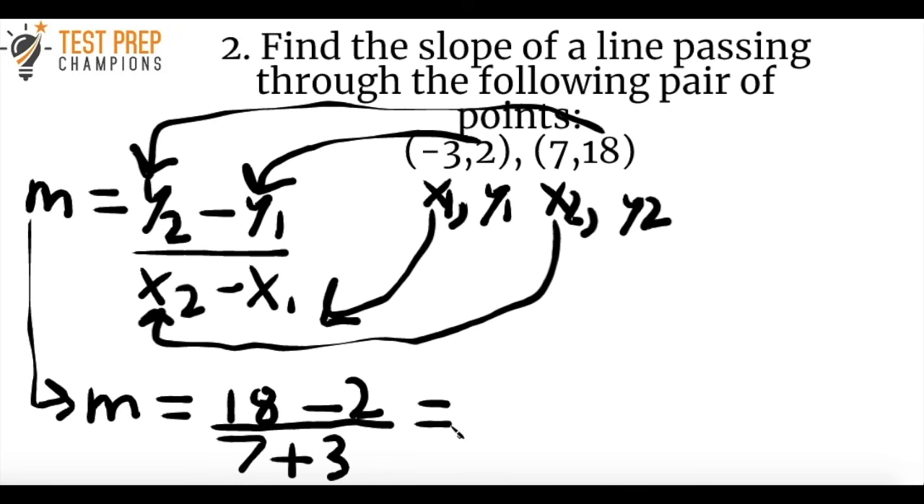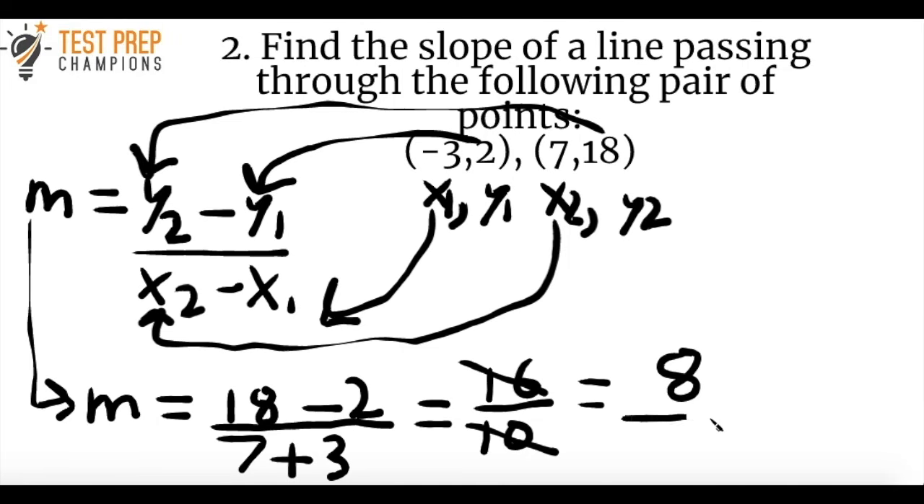All right, so now let's do some math here. So what's 18 minus 2? Well, 18 minus 2 is 16. 7 plus 3 is 10. So now we have 16 over 10. And so we can simplify this down if we would like to. So let's do that. Since we've got two even numbers, we can divide both the top number and the bottom number by 2. So what's 16 divided by 2? 16 divided by 2 is 8. 10 divided by 2 is 5. And we are left with 8 over 5. We can't simplify this anymore, so this is our answer. So the slope is 8 over 5.